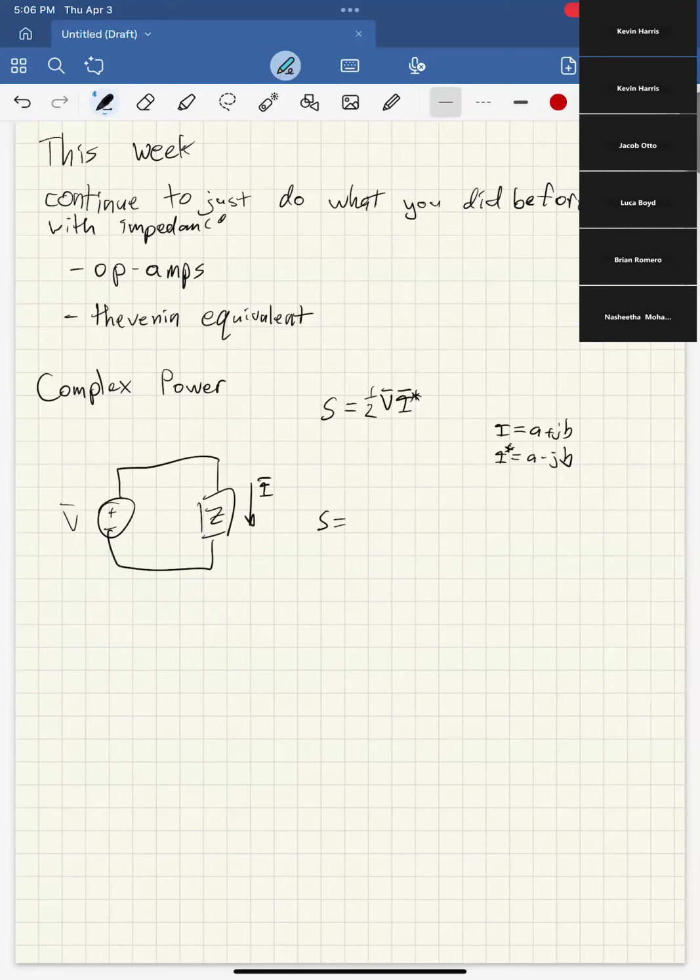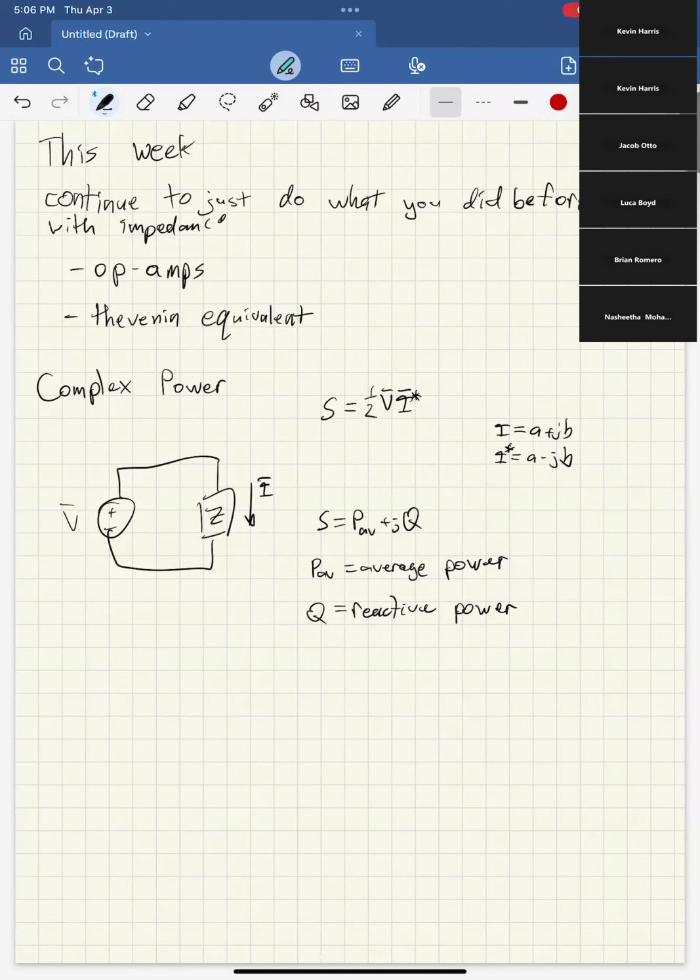S is also equal to P average plus JQ, where P average is the average power and Q is the reactive power. The idea with this is that the average power in a circuit is what actually gets dissipated as heat, whereas the reactive power is the energy that's shifted around between capacitors and inductors. So that energy is stored in the circuit, whereas P average is the power that's actually dissipated to the world as heat.